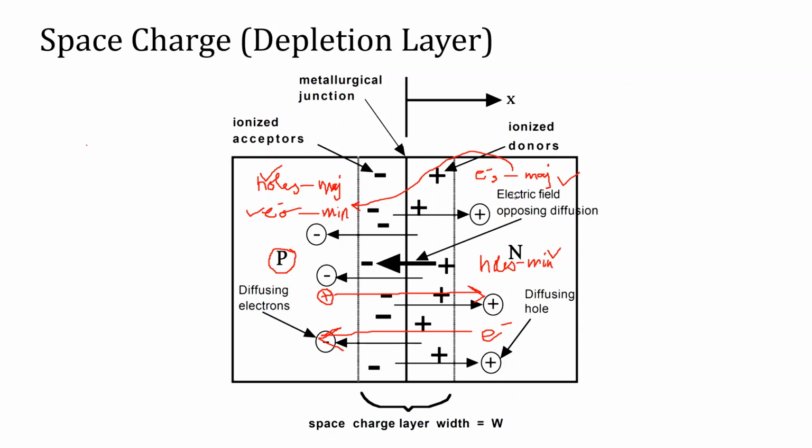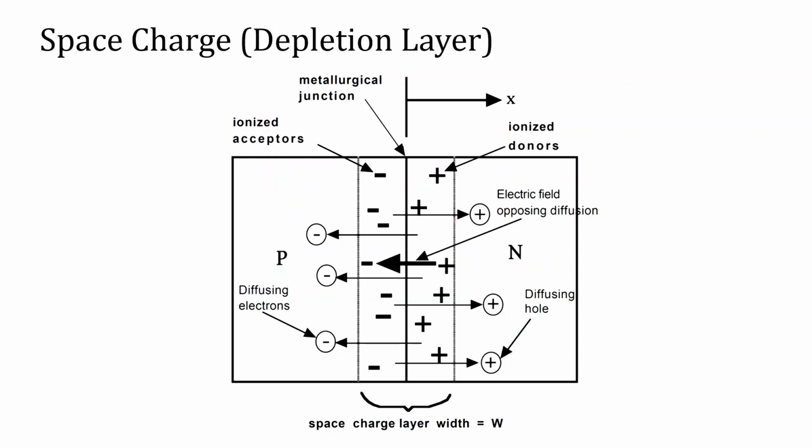Okay, so this is shown here. The holes are moving from P side to N side and the electrons are moving from N side to P side. Now as these charge carriers leave their places, they leave behind ionized atoms. For example, if a hole moves from P to N, it will leave behind negative ions, and if electrons move from N to P, they will leave behind positive ions.